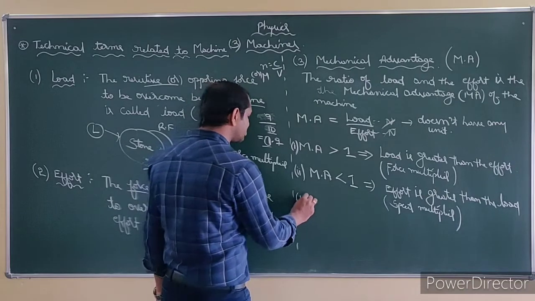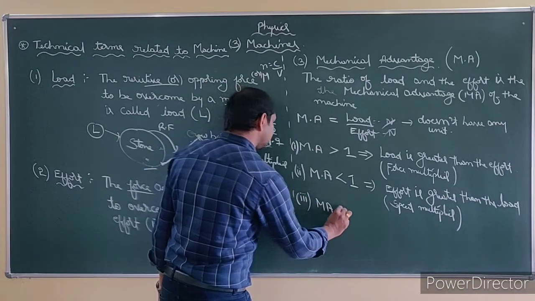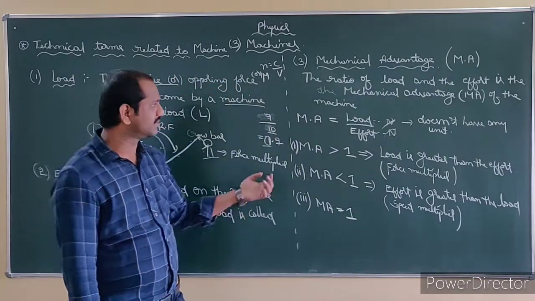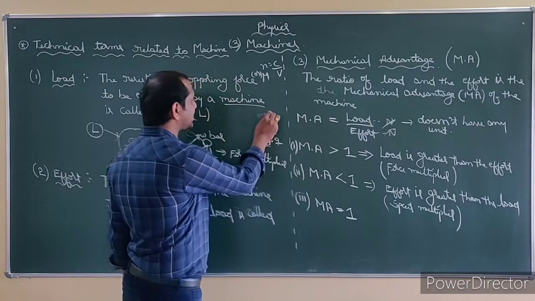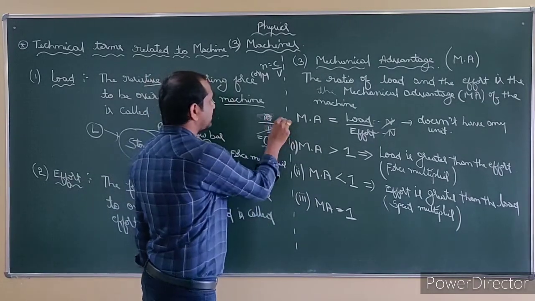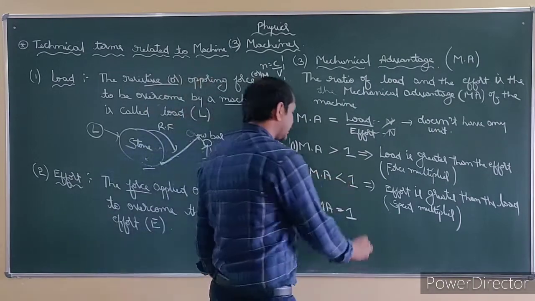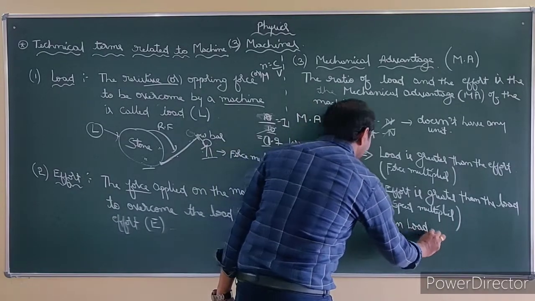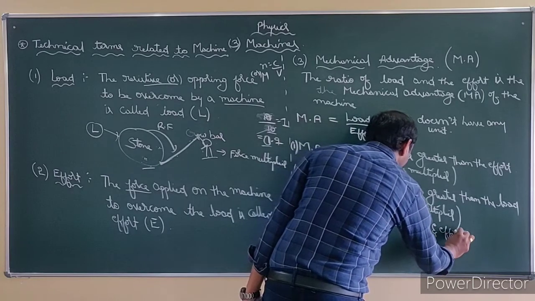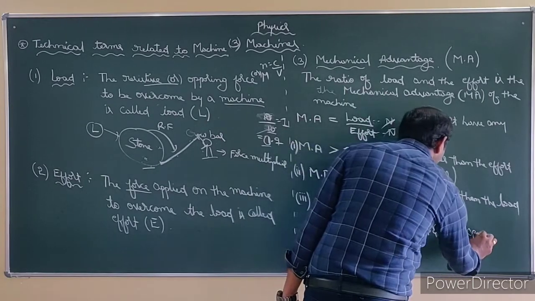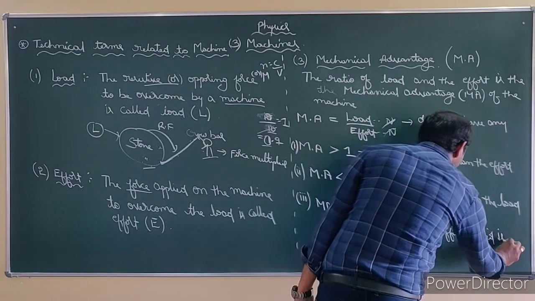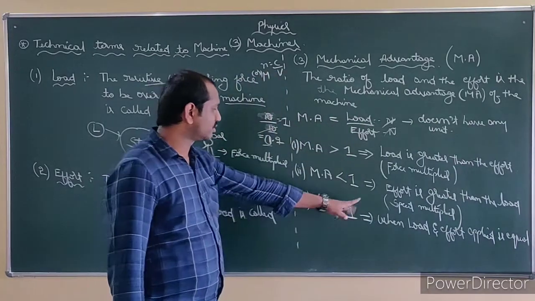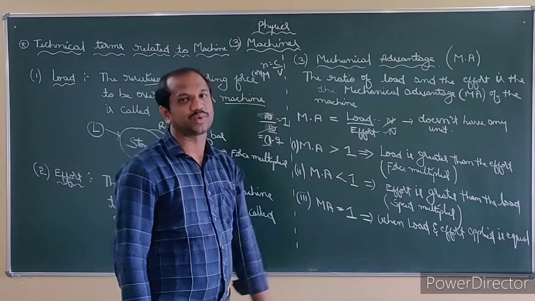Okay. Next, what happens when mechanical advantage is equal to 1? When can the mechanical advantage be equal to 1? Just remember this: when load and effort are equal, like both are 10 and 10, the mechanical advantage is equal to 1. When load and effort applied are equal, the mechanical advantage is equal to 1.